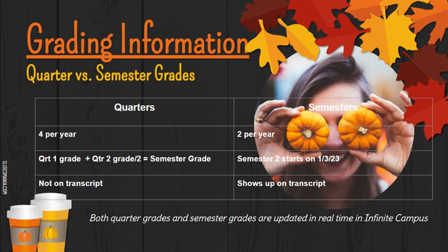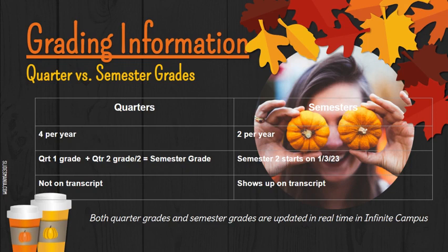Okay? What do you see on the transcript? Well, you do not see quarter grades on a transcript. Somebody looking at a transcript, for instance a magnet high school, or if we're going into the future, a college or scholarship organization, does not see quarter grades. What you see on the transcript is the semester grade. And for your information, our second semester starts on the 3rd of January, 2023. Seems like a long time from now, but I guarantee it's going to be here before we know it.